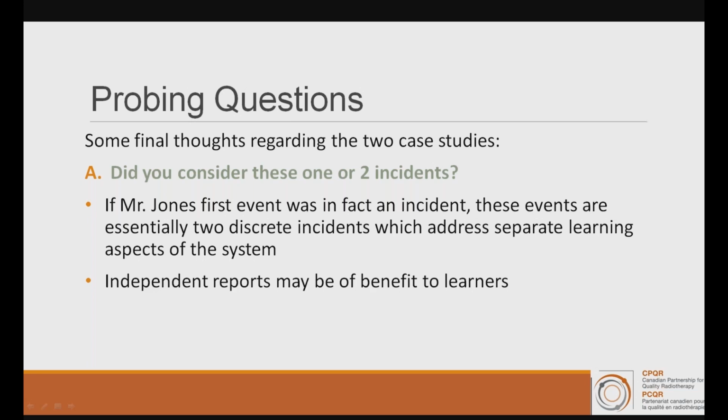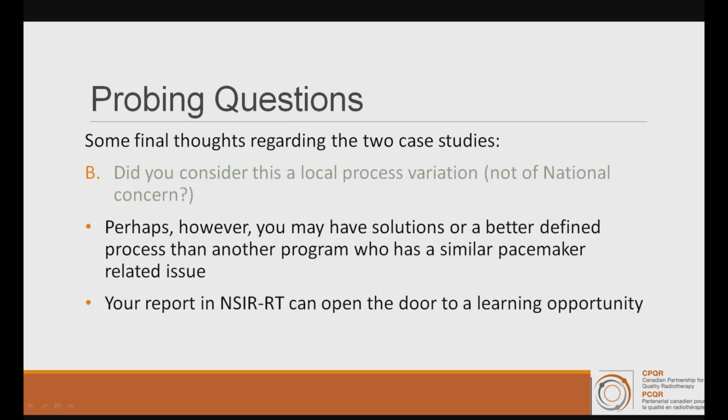And this is an example where, if that first incident was an actual incident, these could be entered into the system as 2 discrete learning events. So that's a consideration to take back when you're entering incidents: what exactly is the learning lesson? Is it something that we could split up, or is it something that we can lump together for folk who are probing in the system, trying to find a learning lesson? And yeah, independent reports may be of benefit to learners.